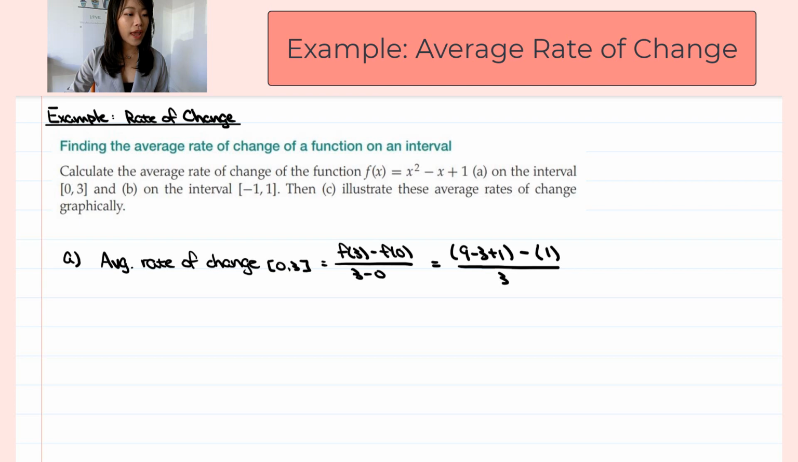In the numerator, we have 9 minus 6 plus 1 minus 1. That is 6. So the average rate of change is 6 divided by 3, which equals 2.